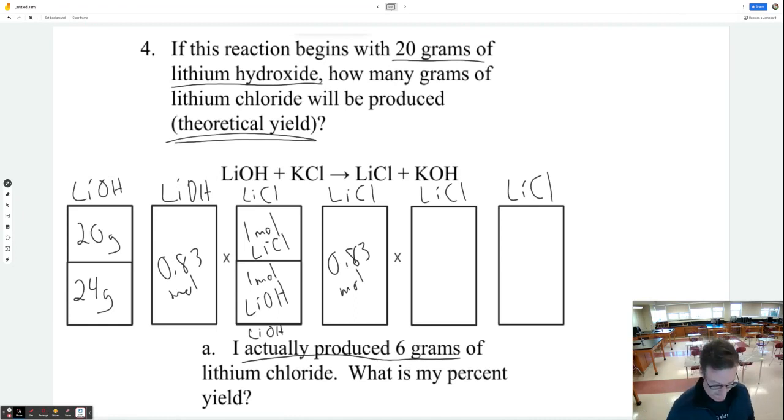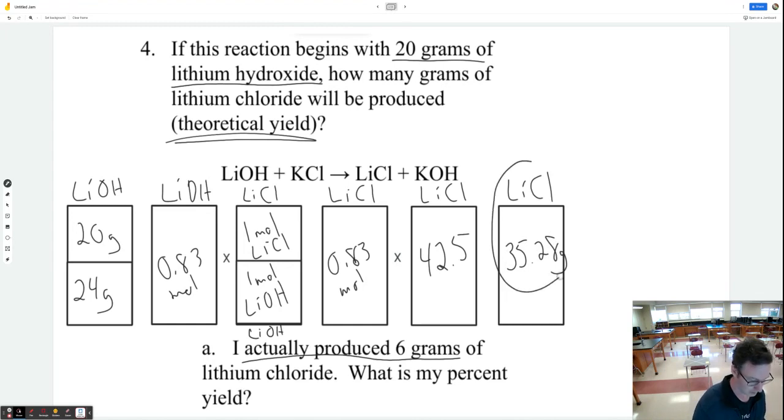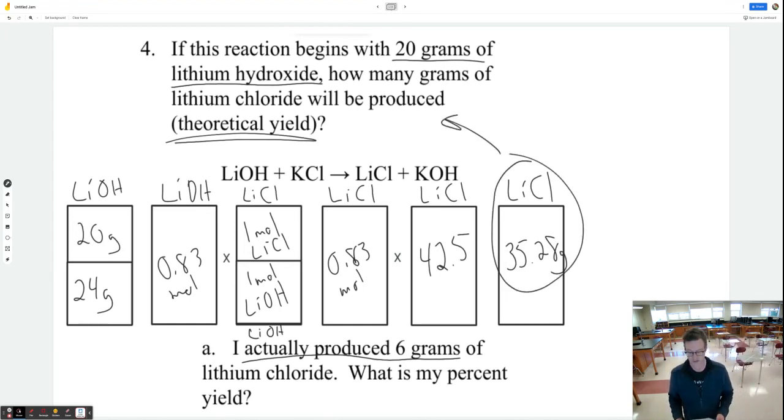And then we multiply that by molar mass, which is 42.5. And we get a product in grams of 35.28 grams. Okay, so that's the answer to the first part of the question. And then the second question says, I actually get 6 grams, what's my percent yield?